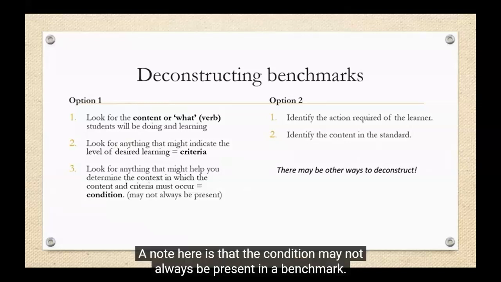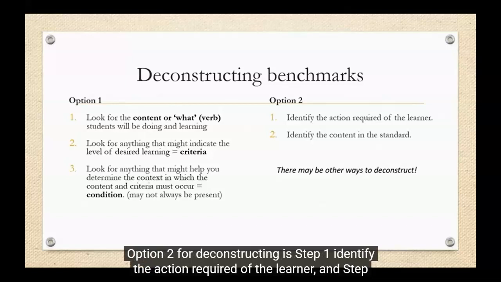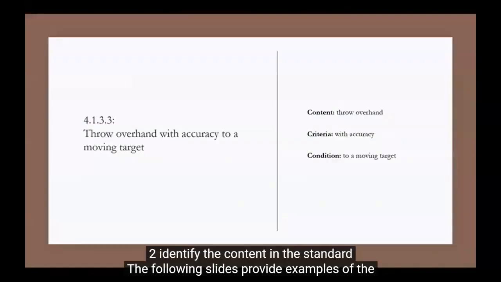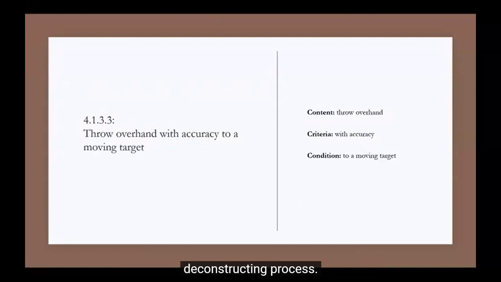A note here is that the condition may not always be present in a benchmark. Option 2 for deconstructing is step 1, identify the action required by the learner, and step 2, identify the content in the standard. The following slides provide examples of the deconstructing process.